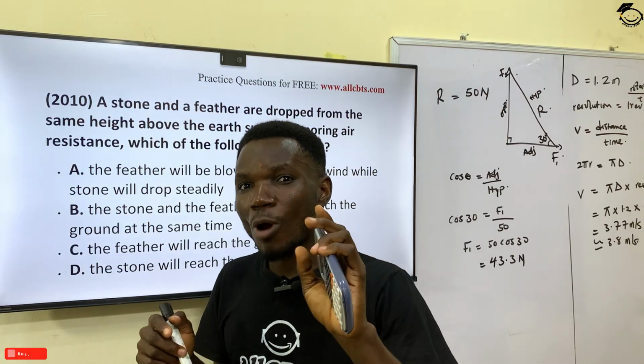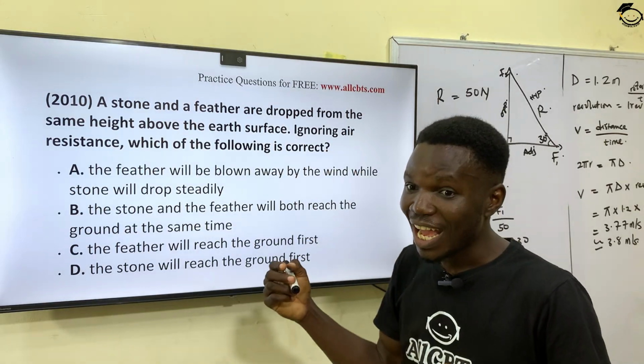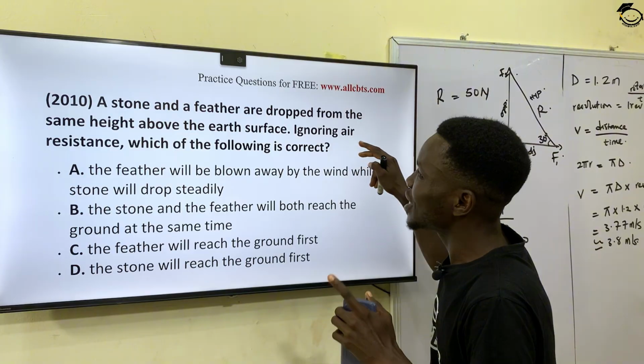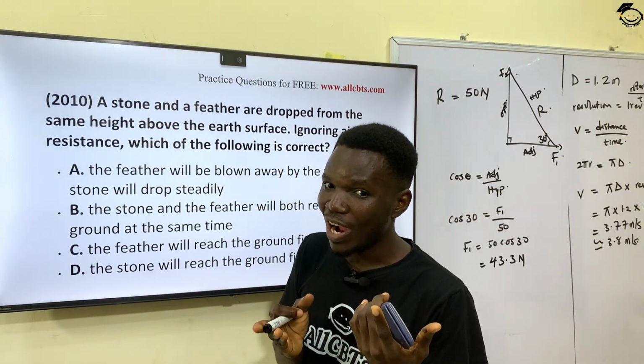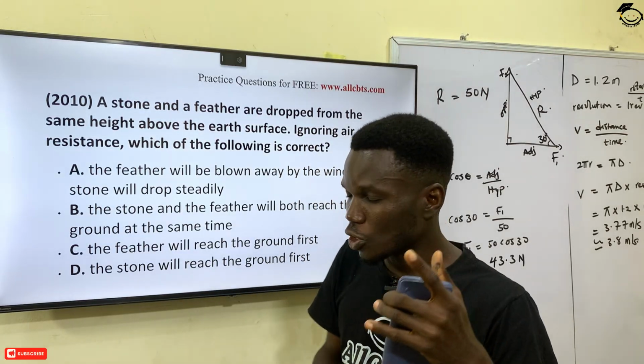So because of that, we are going to explore this question. And since this feather and the stone were dropped together, the stone is heavier than the feather, but because they are ignoring air resistance, which means that we are assuming that this was done in a vacuum where there is no gravity and there is no influence of other forces acting on it.